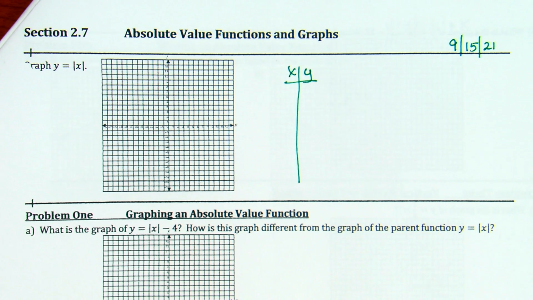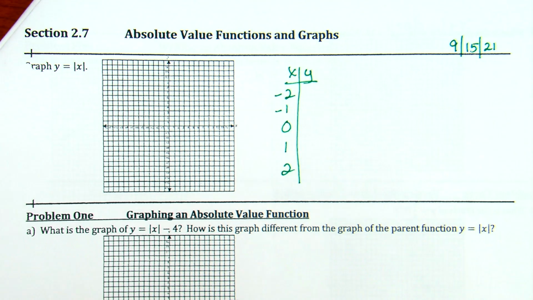So, what are good x values that we like to use? 0, 1, 2, 3. Negative 2, negative 1, 0, 1, 2. Yeah. Now, here's the deal. 0 is always one of my go-to numbers. I love 0 because it's easy. 1, 2, good, nice, easy, positive numbers. Sometimes you can get away without negatives. If you go without negatives here, you're totally going to miss what's going on with this graph. Okay, so we need negatives.